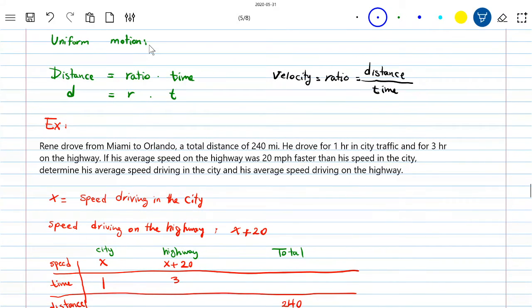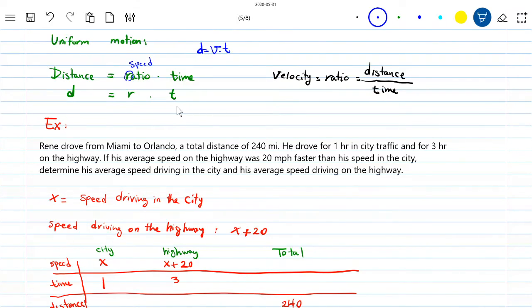The other type of application is for uniform motions. This is something that's very commonly used in physics. Find distance based on the speed and time. The distance, d, is ratio times time. Normally you will use speed or velocity instead of ratio, but the textbook uses ratio because it's just the symbol r. You might see in other books d equals v times t, v for the velocity, or s times t, speed times time.